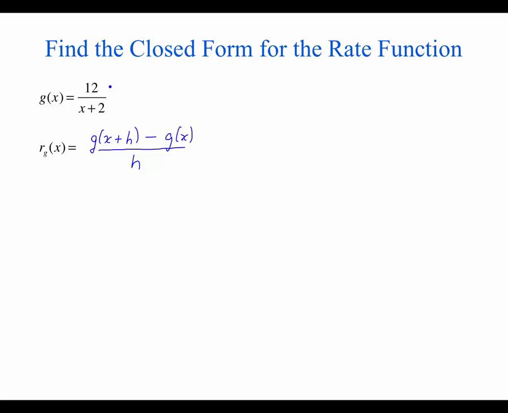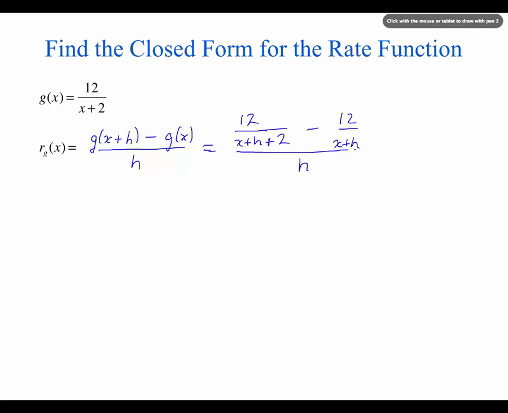Okay, so now we've got the function, we can apply it. So what's g of x plus h? That means the input is x plus h, so this function will be 12 over the input plus 2. That's what this function says. It says take 12 over the input plus 2. Our input is x plus h, so we take 12 over the input plus 2, minus g of x, that thing all over h. Oh, x plus 2, sorry. X plus 2. Are we good?